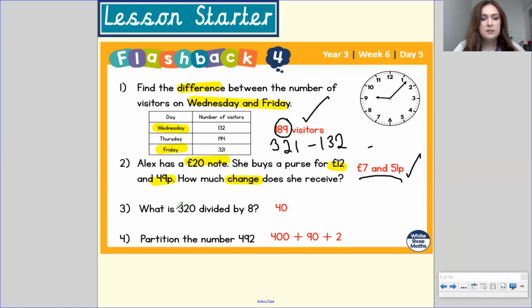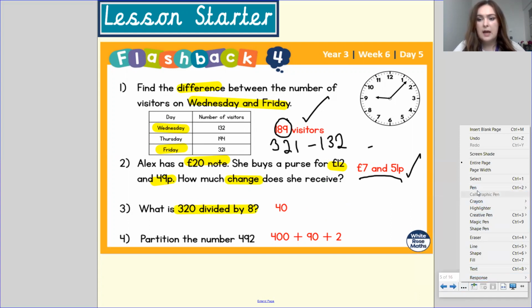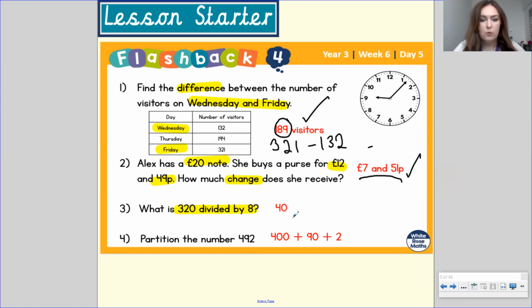Okay, the next question says, what is 320 divided by 8? So you're going to be drawing 8 circles and sharing 320 into those circles. And the answer to that is 40. So well done if you got the answer of 40.